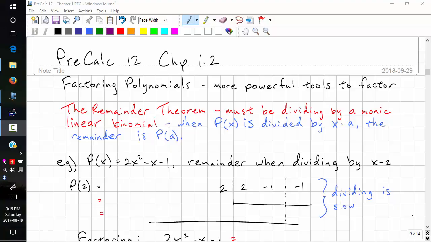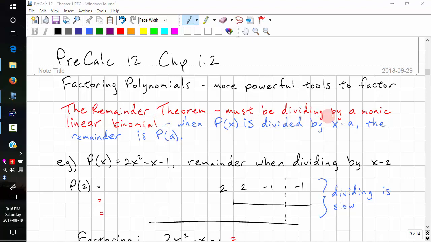This is PreCalc 12, chapter 1.2. This time we're going to be looking at factoring polynomials. You've already learned how to factor quadratics, but we need more powerful tools when we're factoring polynomials that are bigger than quadratics. We're going to start off with the remainder theorem.